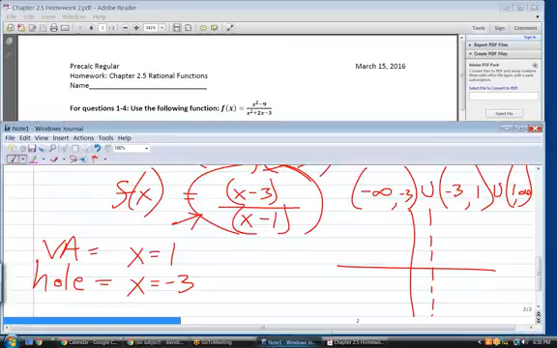Horizontal asymptotes. For horizontal asymptotes, I really can just work with the final function here. I don't need to go back to the original one, though I could. What happens when the degree of the numerator is the same as the degree in the denominator, the maximum degree, which would be x squared here, x squared there, or if I go to my most recent function, it's x and x. So it'll be 1 over 1. Correct. So the horizontal asymptote is at y equal 1.